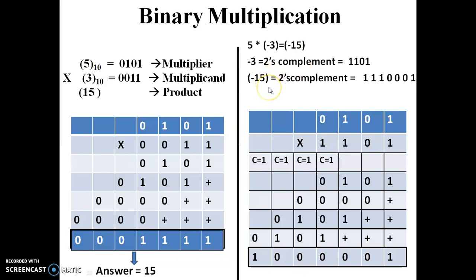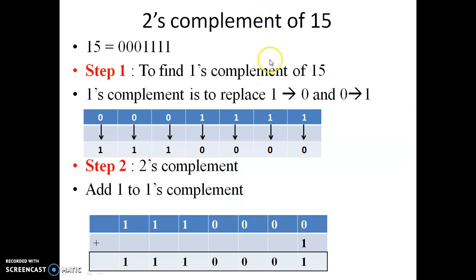Now what would be the answer that we would be getting? Ideally it should be minus 15. Since the number is negative, whenever I want to get its binary equivalent, I have to take its 2's complement form. So let us see how to take the 2's complement form of minus 15. 0, 0, 0, 1, 1, 1, 1 is nothing but the binary equivalent of plus 15.